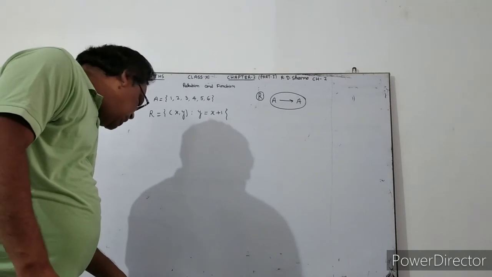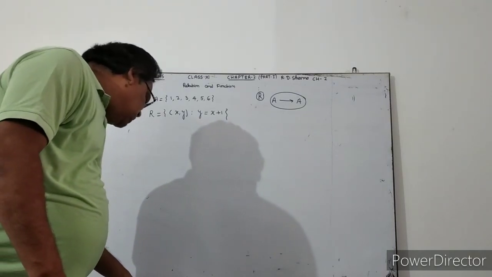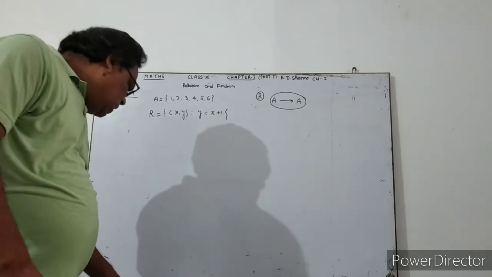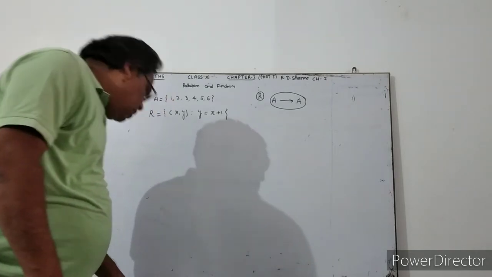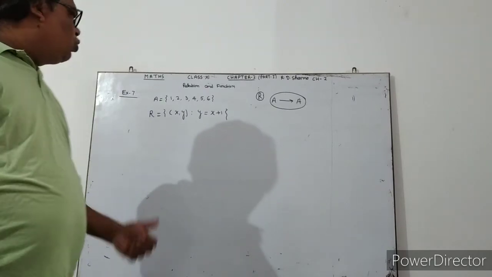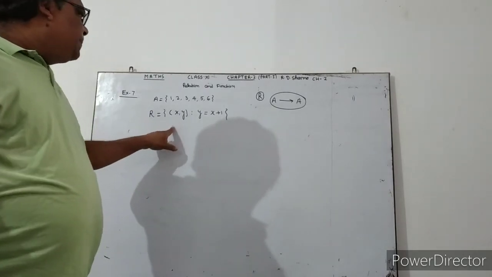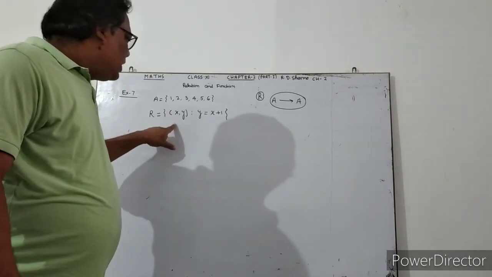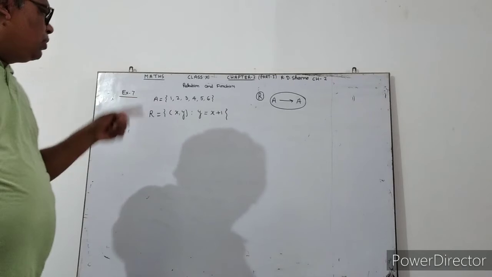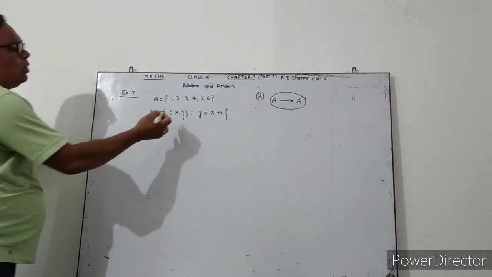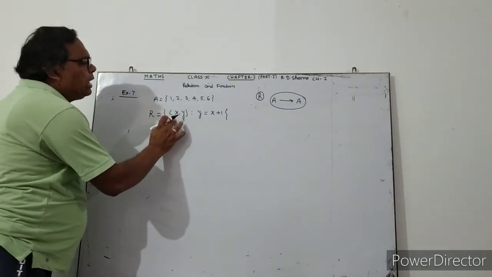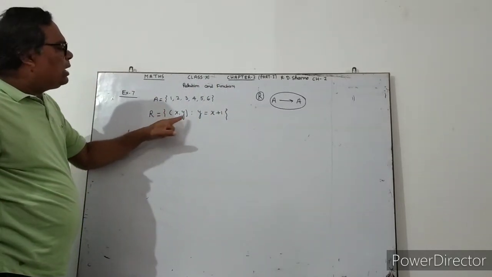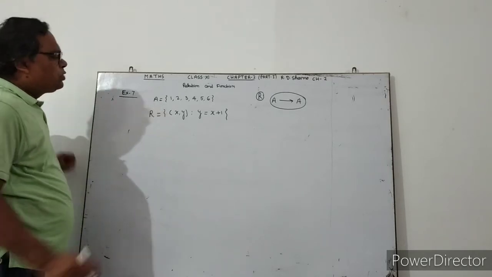Now what to do with it? Represent the relation with an arrow diagram, and define the domain, range and codomain. First, what is the relation? A to A. What is the formula for the relation? (x, y), y equal to x plus 1.